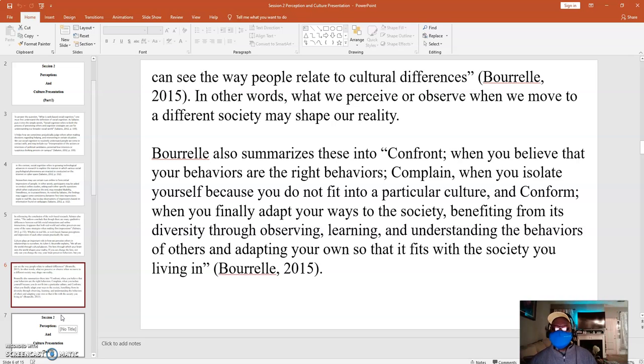And when you do that, you almost isolate yourself. You complain when you isolate yourself because you do not fit into a particular culture. You complain all the time, well, this is different and I don't belong here. But when you conform, when you finally adapt your ways to the society or to the culture that you just moved into, this will benefit you through diversity, through observation, learning and understanding the behaviors of others, and adapting your own so that it fits the society or the culture you live in at the time.